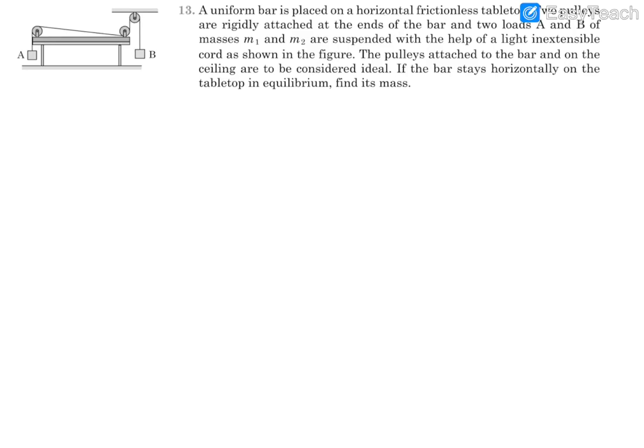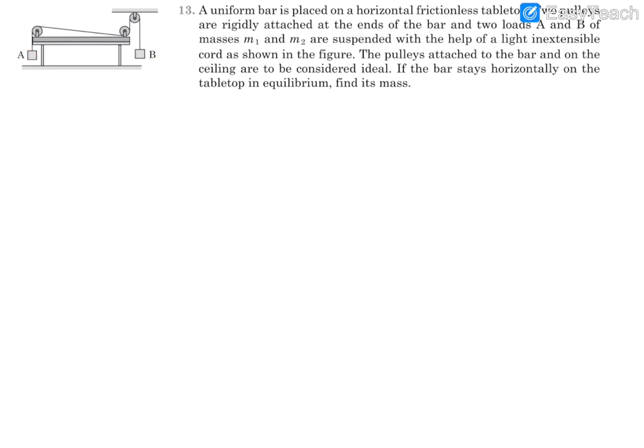Question number 13. Let me read it and explain what it says, then we will solve. It says that there is a uniform bar which is placed on a horizontal frictionless tabletop. The two pulleys are rigidly attached to this bar, and there are loads A and B as shown in the figure. So that is the figure.